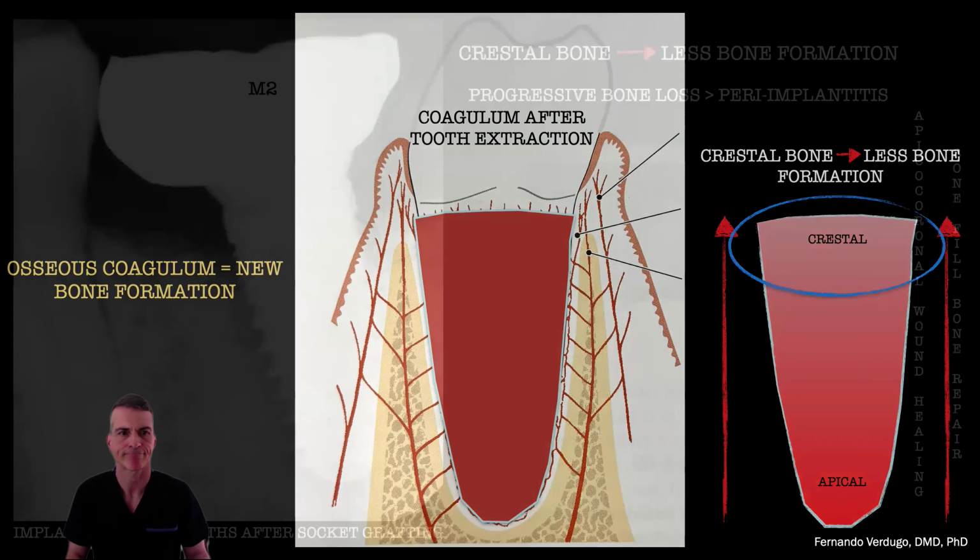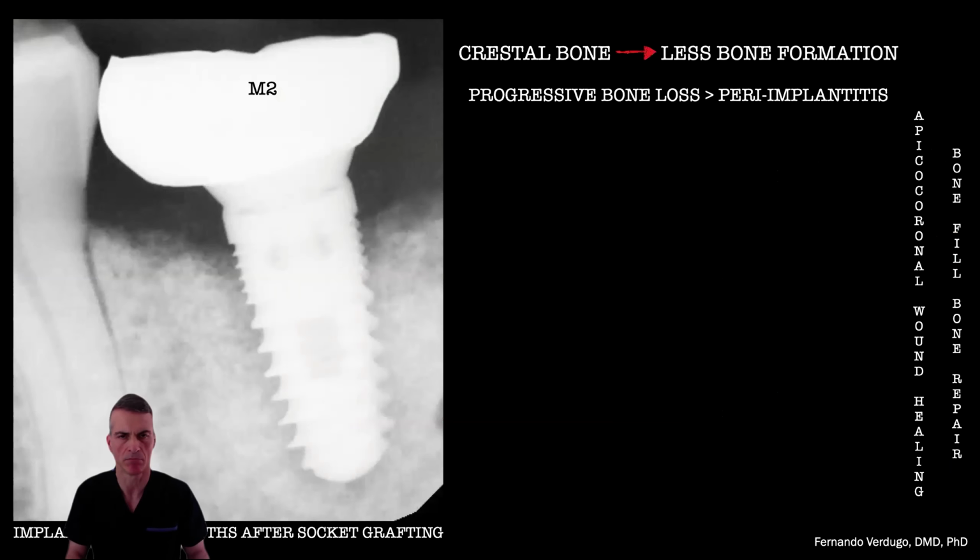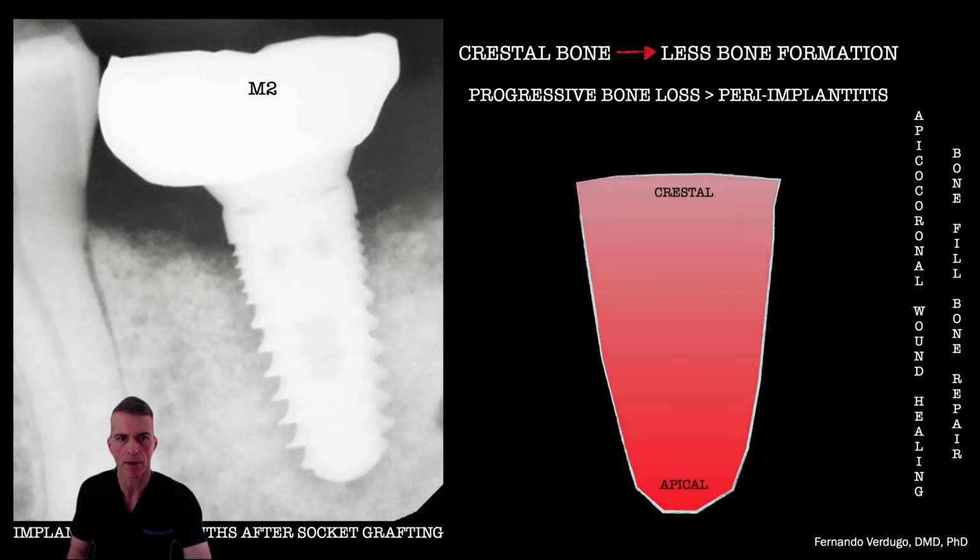So this is another case, a second mandibular molar. This is one of my referrals. The implant was placed by my referring dentist on a socket that had been previously grafted. The dentist waited a good amount of time, 9 months, before placing the implant. The implant failed later on. This was considered an early failure.